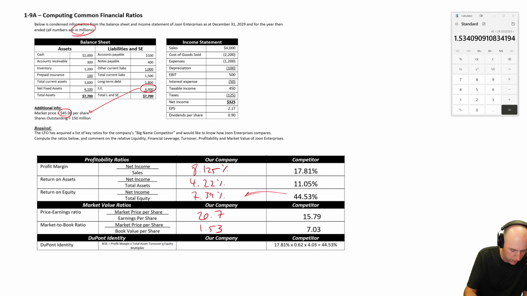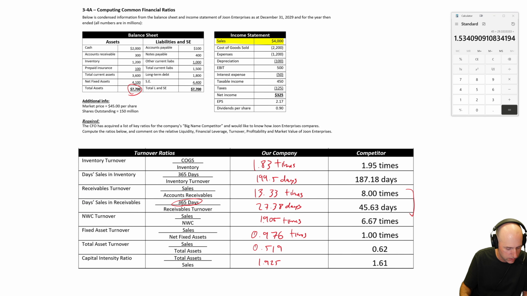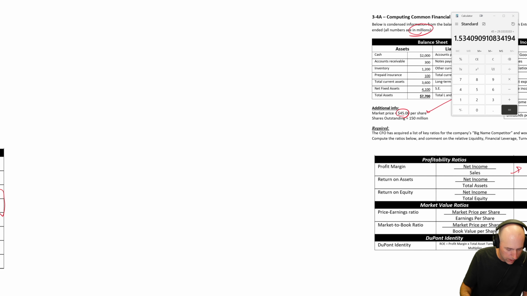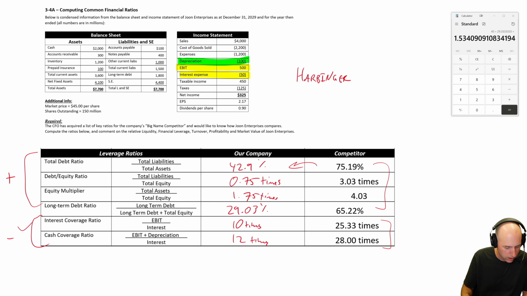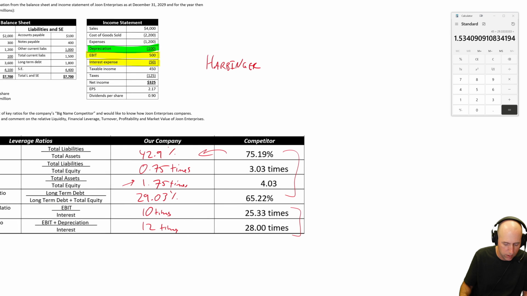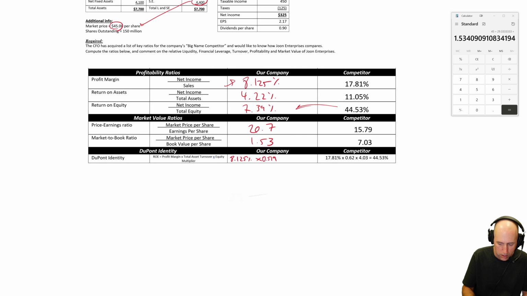Profit margin. So our profit margin is right here, 8.125%. We're going to multiply that by asset turnover. So let me find the asset turnover. Total asset turnover. Here it is, 0.519. And we're going to multiply that by the equity multiplier. And our equity multiplier is right here, 1.75.